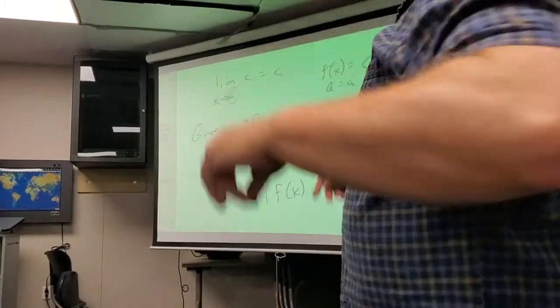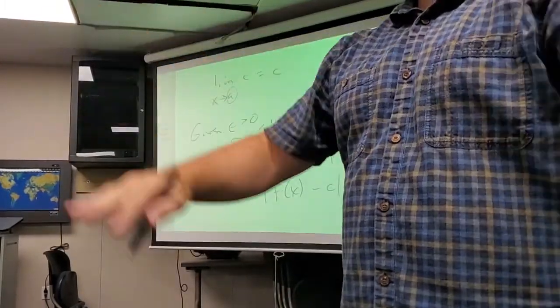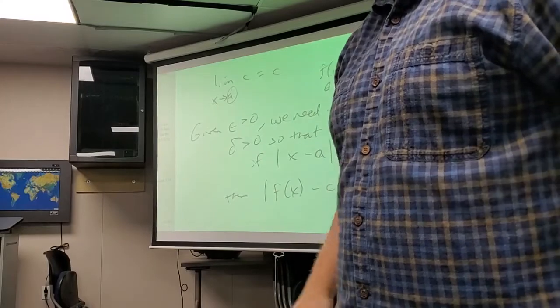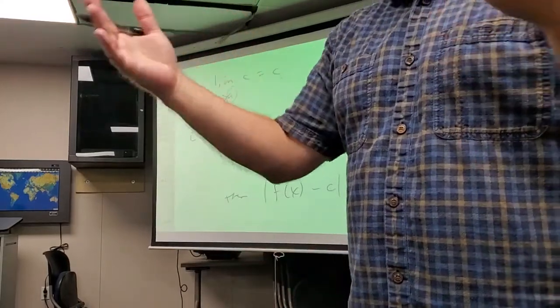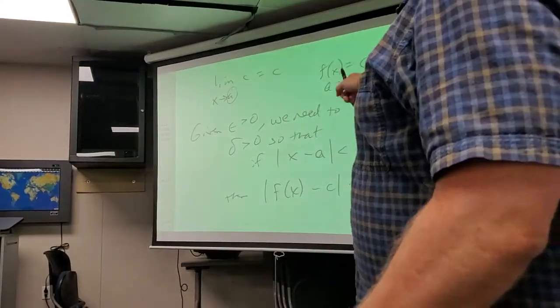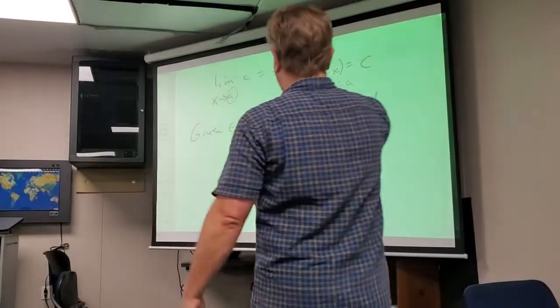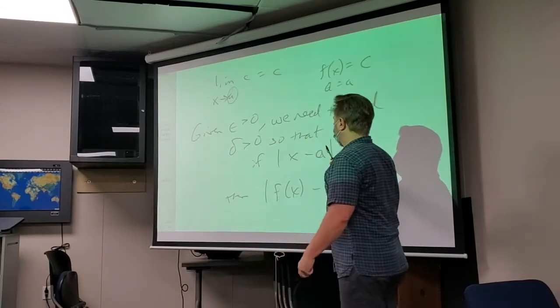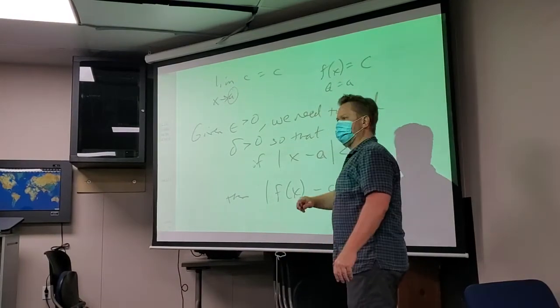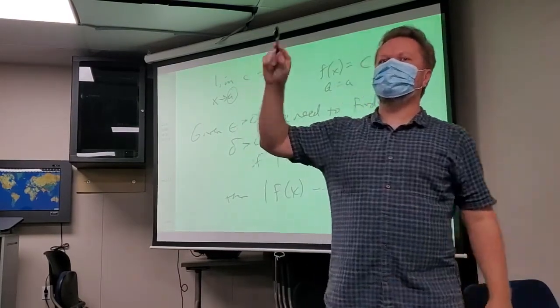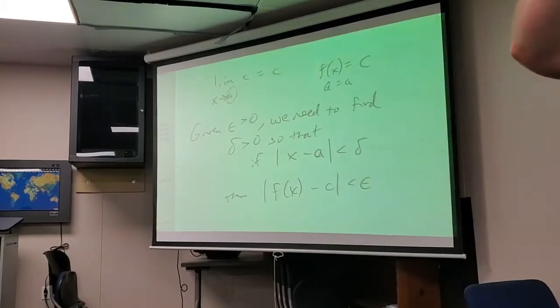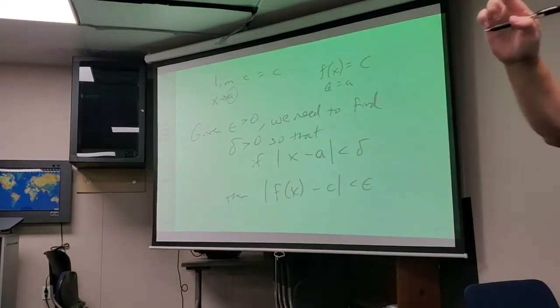Some people skip this step and they get all wobbly. They're like, what does this mean, what I just wrote down? You didn't give yourself a way to figure that out. So this is our target. How do I prove this? I find a delta, and then I show that if this, then this. That's why the side work is not proof, because the side work does not do that.